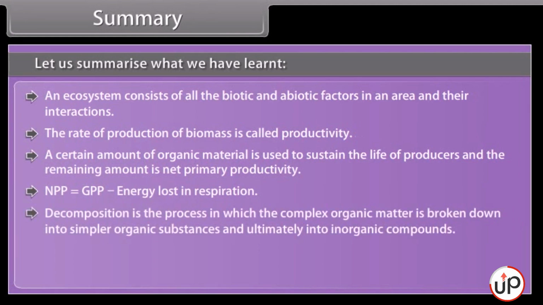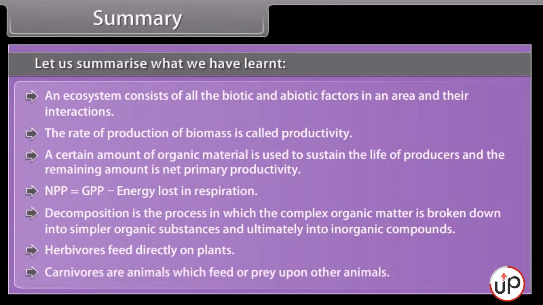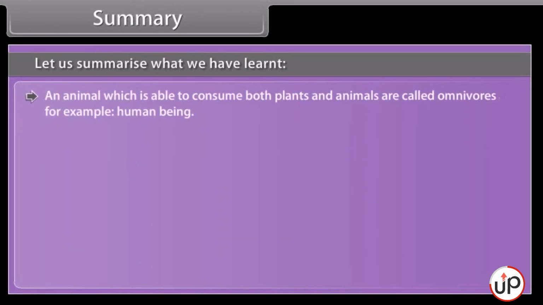Decomposition is the process in which complex organic matter is broken down into simpler organic substances and ultimately into inorganic compounds. Herbivores feed directly on plants. Carnivores are animals which feed or prey upon other animals. An animal which is able to consume both plants and animals is called an omnivore, for example, a human being.